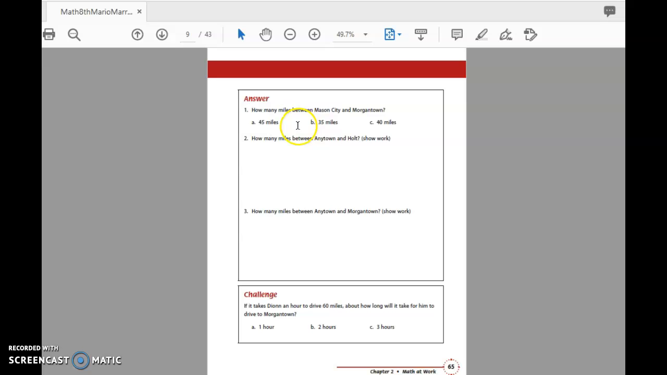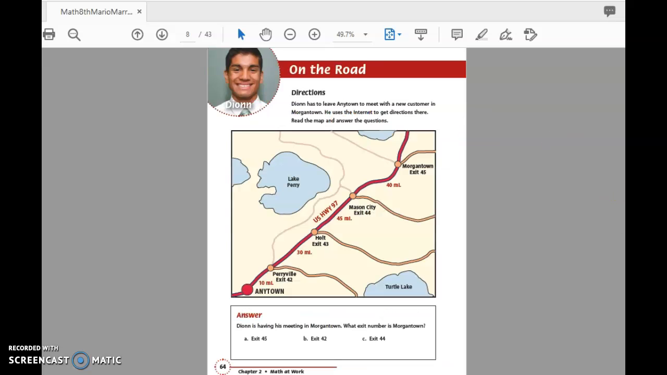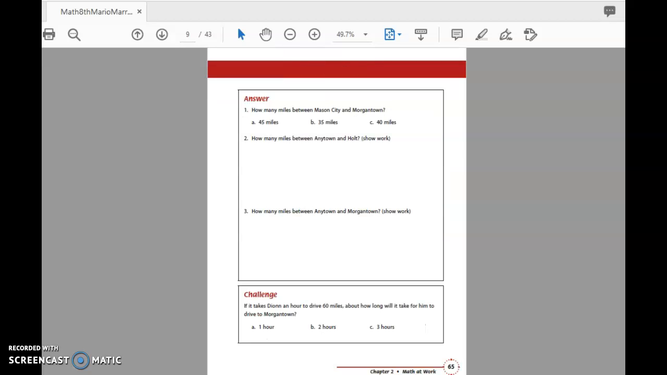Number 1. How many miles between Mason City and Morgantown? So let's go back. Where is Mason City? Right here. And where's Morgantown? So they want to know how many miles between. So are we going to add or subtract?